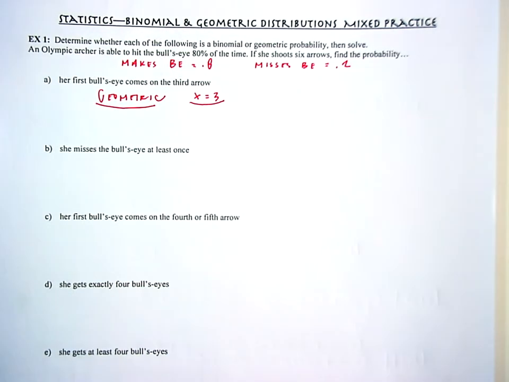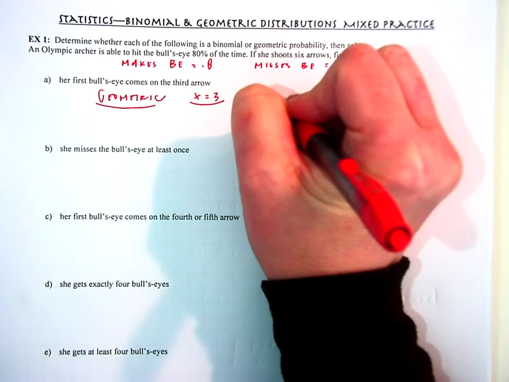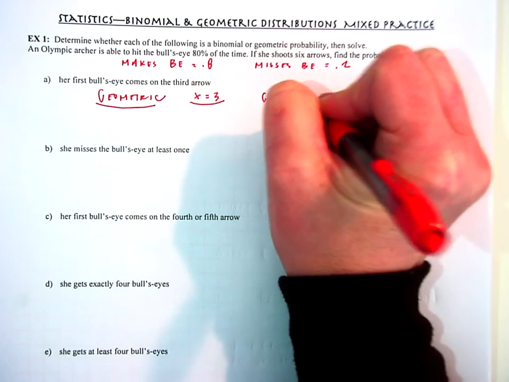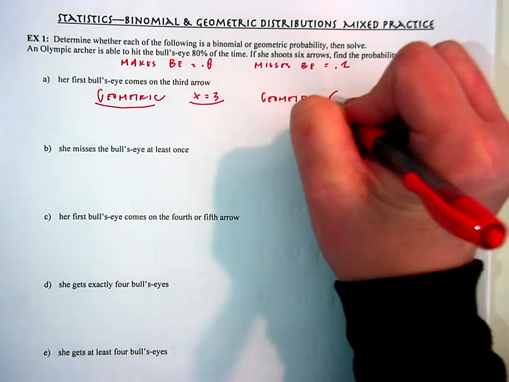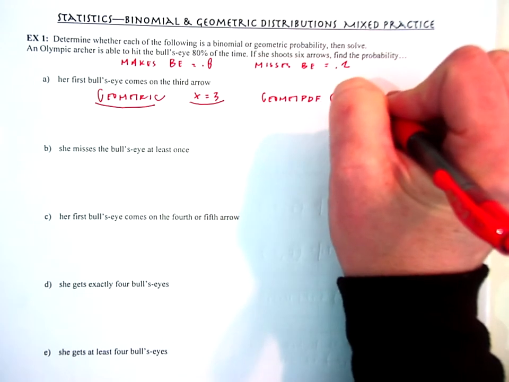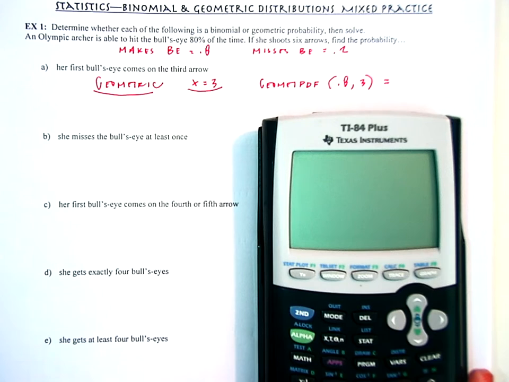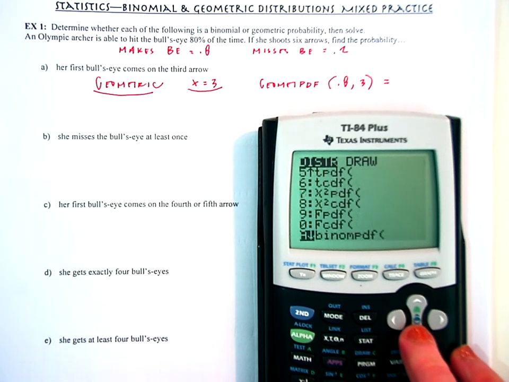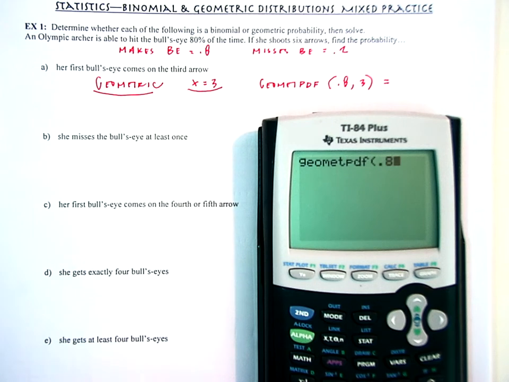So if I'm using my calculator shortcuts, my fancy shortcuts, I'd be saying geometPDF, because I'm looking for exactly 3. The third try was when I got to that success. So I have 0.8, comma 3, and then I type that into the calculator. So here I'm hitting second verse, going all the way down to geometPDF right here, and I'm saying 0.8, comma 3, and I'm getting 0.032.